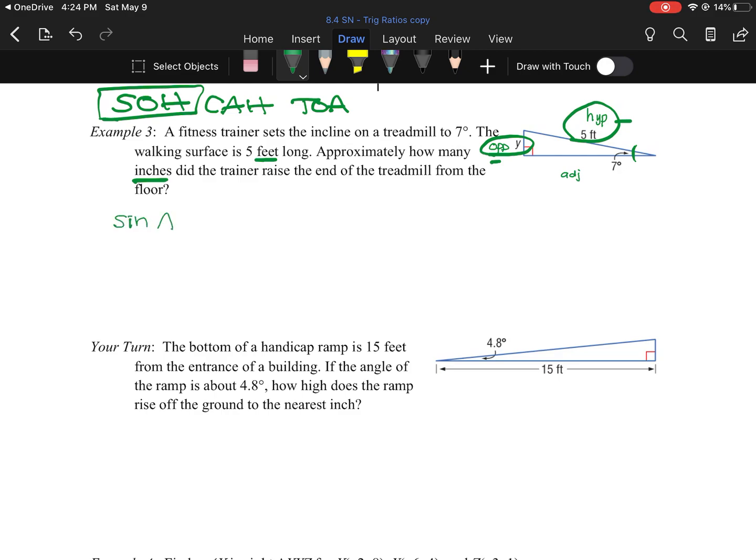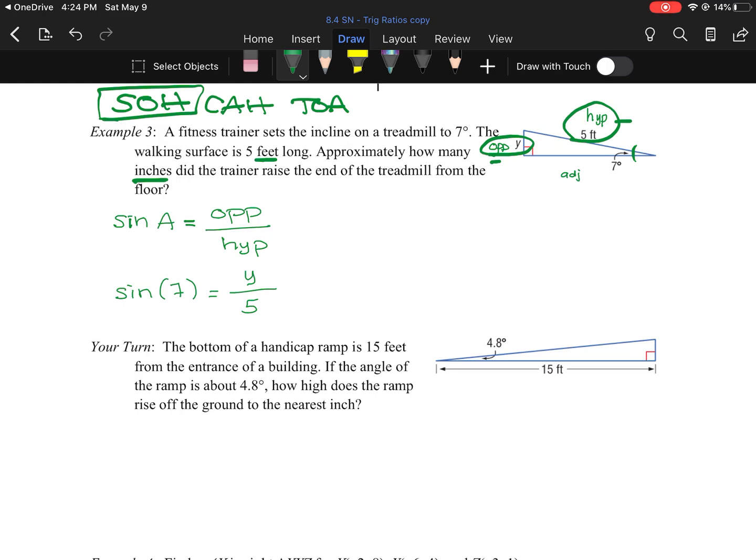So I'm going to do the sine of my angle, in this case we'll call it A, equals opposite over hypotenuse. So the sine of our angle, in this case we know that's 7 degrees, is equal to the opposite, which is y, over the hypotenuse, which is 5. So now I have to go through. Don't let the fact that it says sine of 7 bother you. That is just a number.